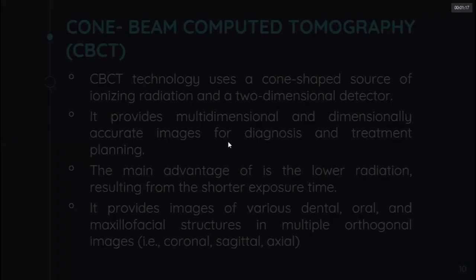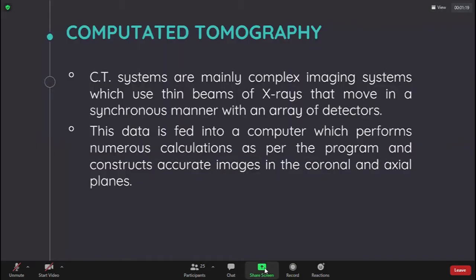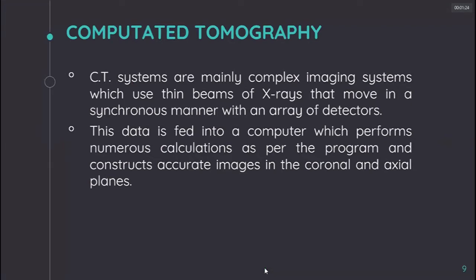Computed tomography, also known as CT scan. The CT scan is mainly a complex imaging system which uses a thin beam of X-ray that moves in a synchronous manner with an array of detectors. This data is fed into a computer, which performs numerous calculations as per the program and constructs accurate images in the coronal and axial planes.